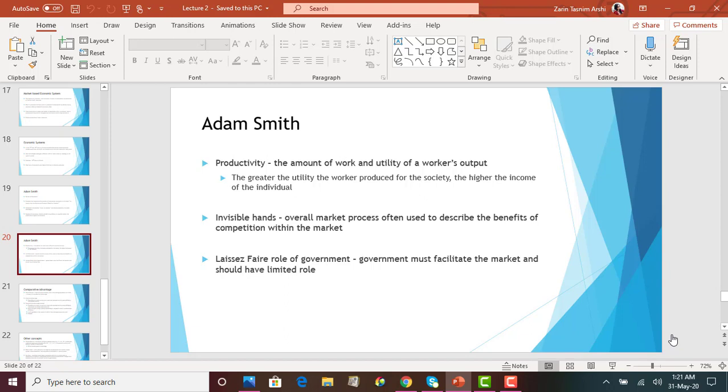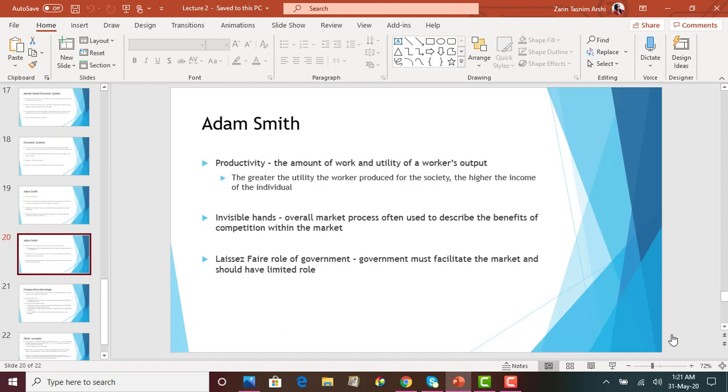Adam Smith also said that in a free market economy, there will be an invisible hand, meaning that consumers and producers will interact freely, and overall the market process is often used to describe the benefits of competition. So there will be a lot of competition in the market. There will be a lot of producers, a lot of businesses producing goods, which means output will be maximized. Producers and suppliers can interact freely, and the market price is determined accordingly.